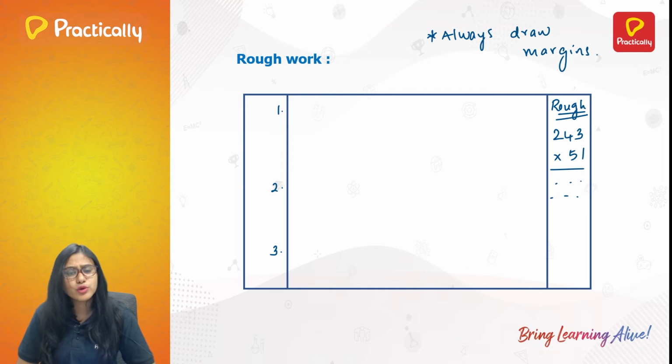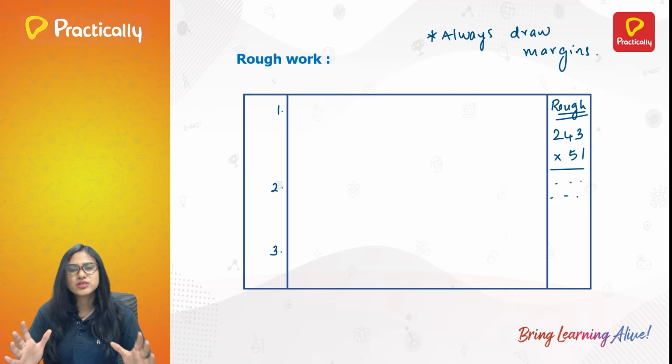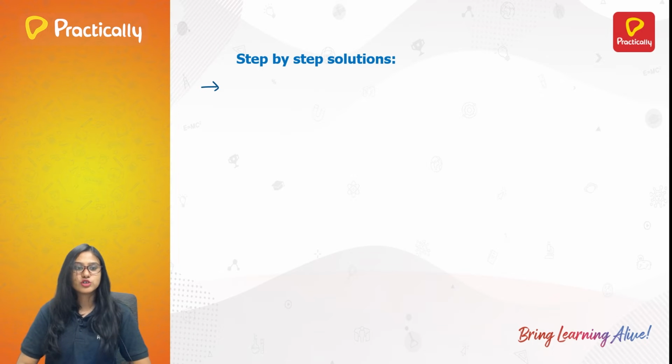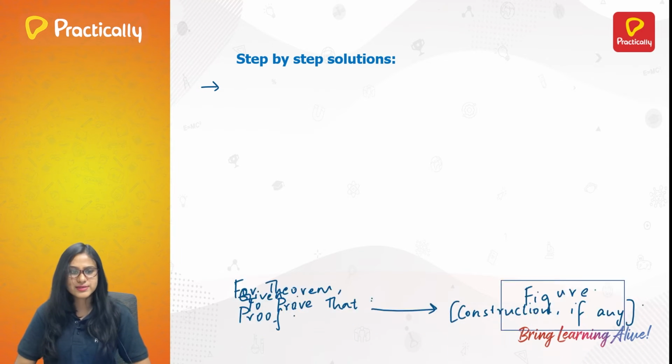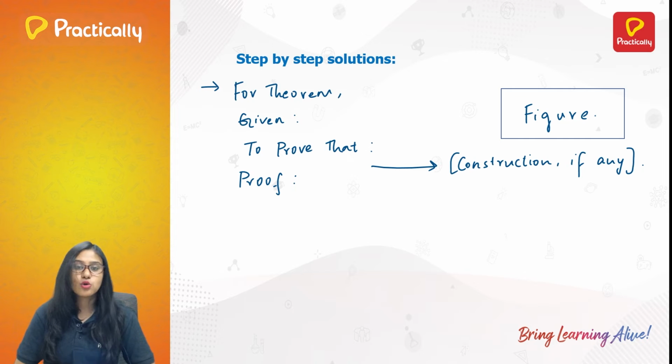And this would help you in your physics exam as well, I'm sure, because they are numericals. So yeah, it would just look very neat. That's it. Okay. Next, step-by-step solutions. What is this arrow mark? Let's see. For theorem. So there are theorems you have to prove, right?